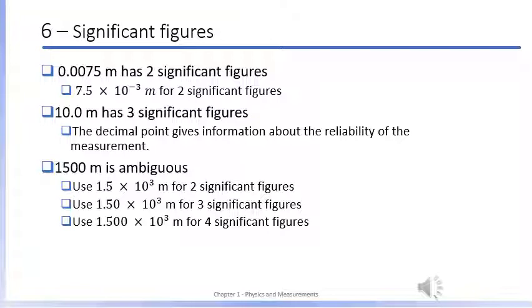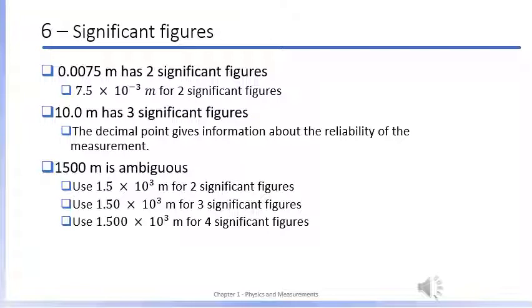The number 10.0 has three figures. Why do we have three figures? Because we have a 0 to the right of the decimal point, and we should account for this number. So when you have a 0 to the right of a number, you can count it as a significant figure. Sometimes, we have numbers that are ambiguous.